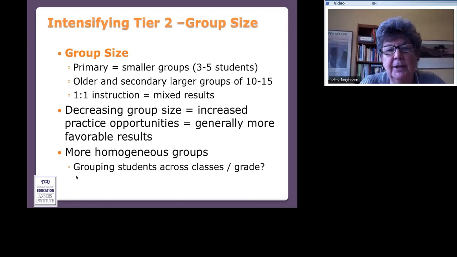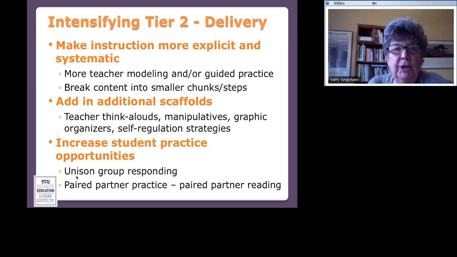The main idea about group size, though, is that when you decrease the group size, you are increasing the practice opportunities that students are able to get. And generally, increased practice opportunities are going to result in more favorable results and more progress on the part of students. Another consideration for group size is the homogeneity of the group. One option is to look across, grouping students across classes or even across grade levels. Many schools block mathematics for first and second grade, third and fourth, and fifth and sixth in the same block, so there's more grouping opportunities for students who may need Tier 2 instruction.